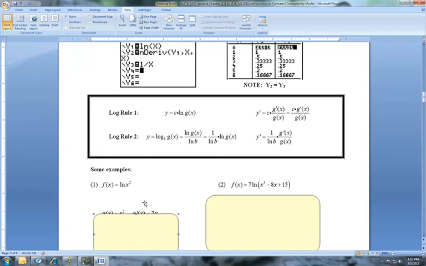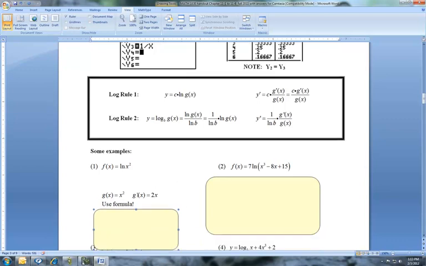So let's see. So here's my g of x. Here's my g prime. Let's see what else I say here. Of course, use the formula. Here's my formula. Now my constant is 1, so I don't have to worry about it. So g prime is 2x. G of x is x squared. So I put 2x over x squared. Clean up.